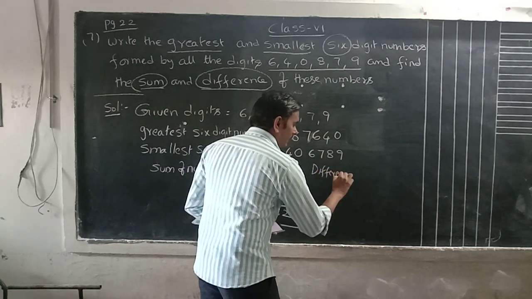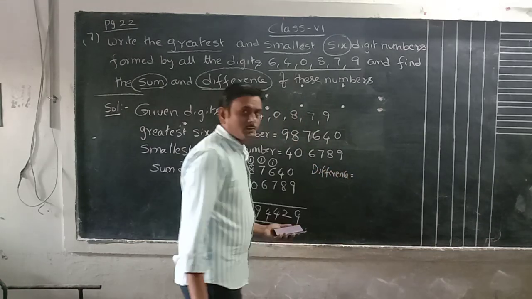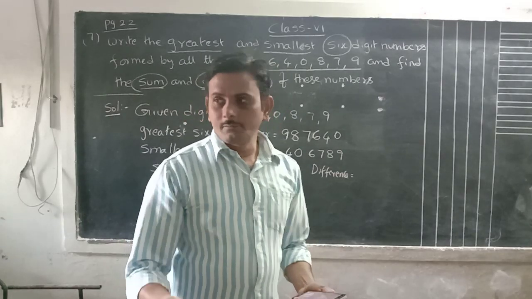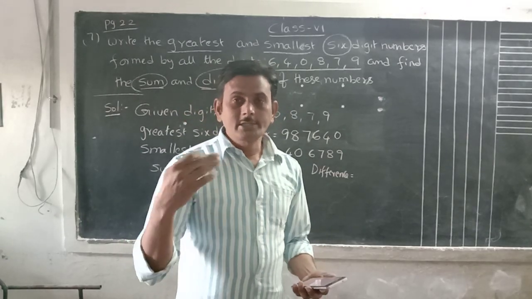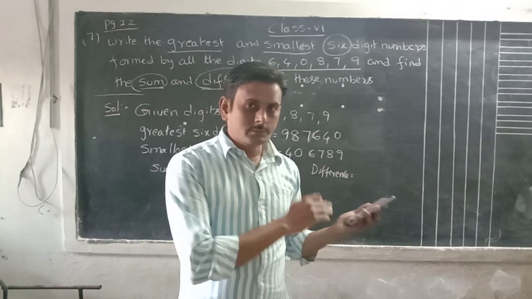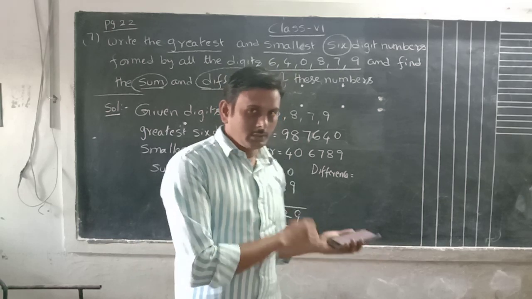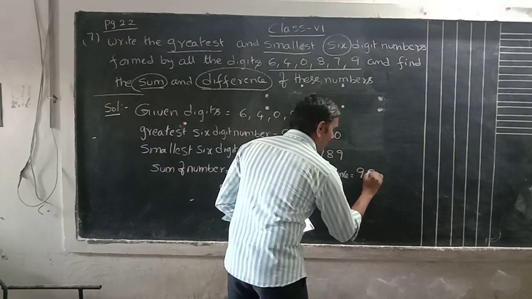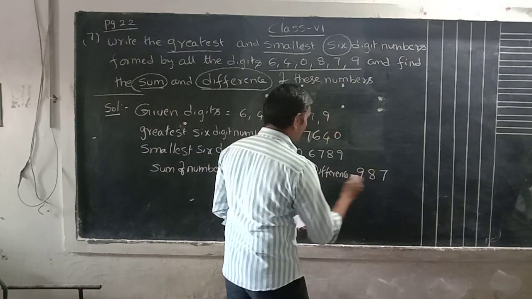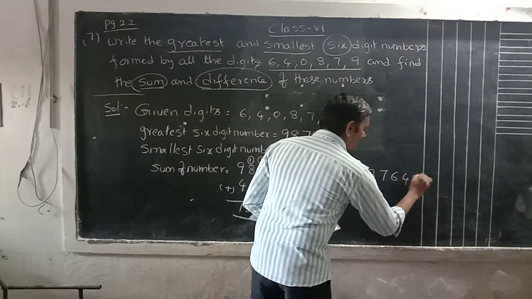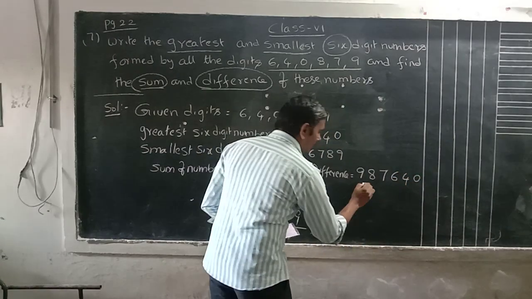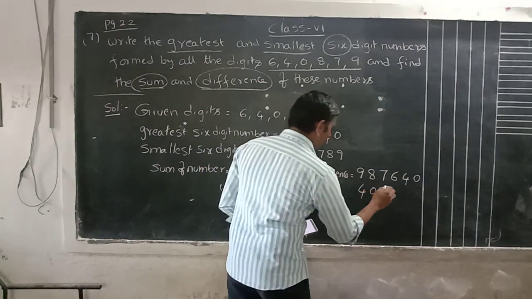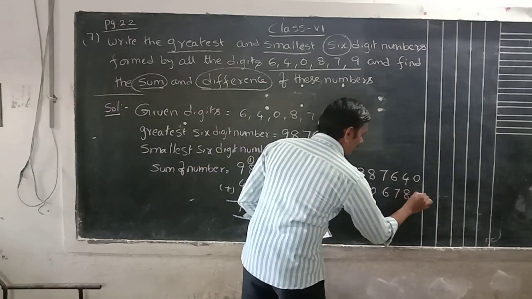Difference equals: don't be confused, difference means subtraction only. From which number do you have to subtract? The largest number we write first, and the smallest number we subtract from it. Now, what is the biggest number here? 9, 8, 7, 6, 4, 0. What is the smallest number? 4, 0, 6, 7, 8, 9.